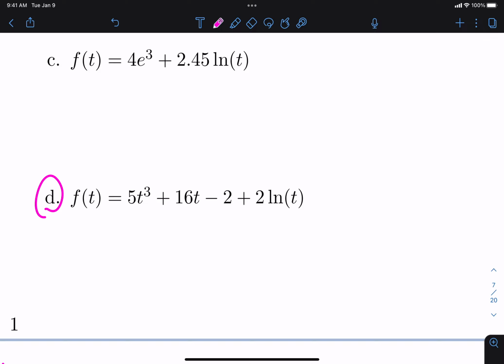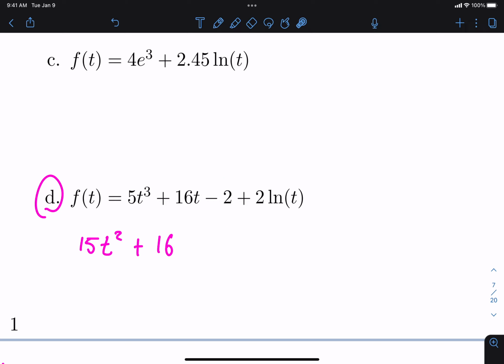All right, this is no problem. I know that because of the sum rule, I just write down the derivative of each of these things and then add them together or subtract them as normal. So the first one becomes 15t squared by the power rule, and the second one becomes 16 by the linear function rule, or the power rule if you want. You can think of this as 16 times 1 times t to the 0, which is just 16, right? So there's 16. And then what happens to minus 2? Just 0, so I'm not going to write anything.